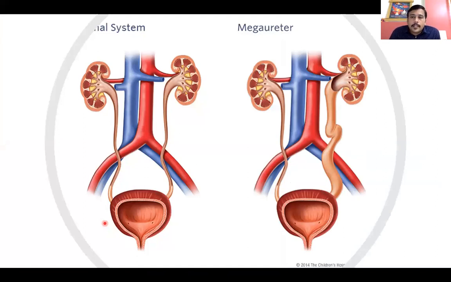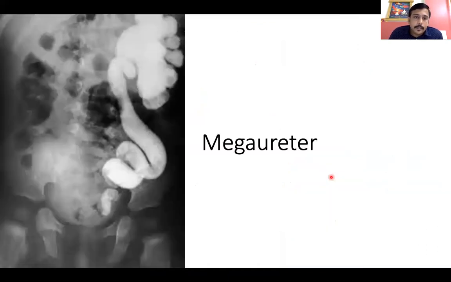Now this is a condition of the mega ureter. You can see there's a large and tortuous ureter being seen here. Okay, this is a mega ureter. This is a barium dye X-ray, so we can see the mega ureter here.